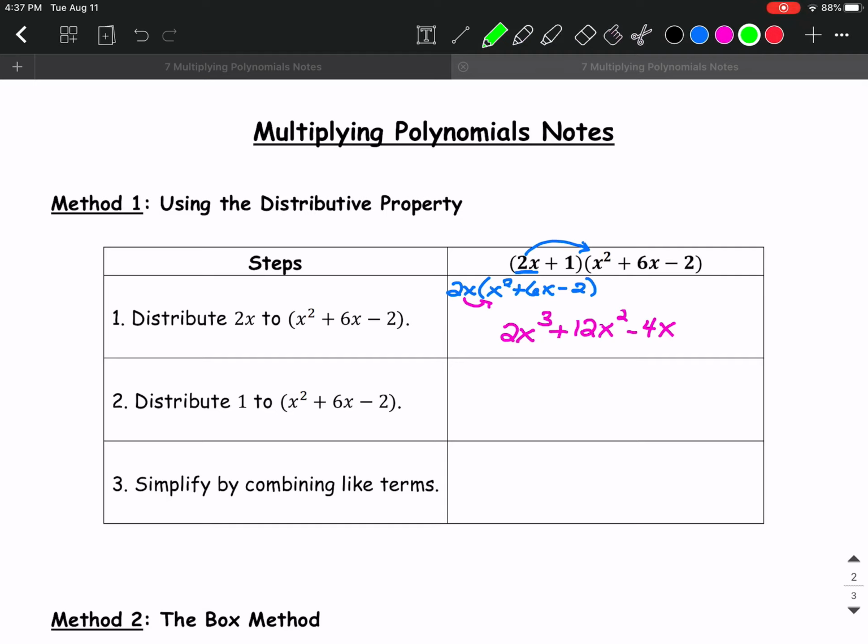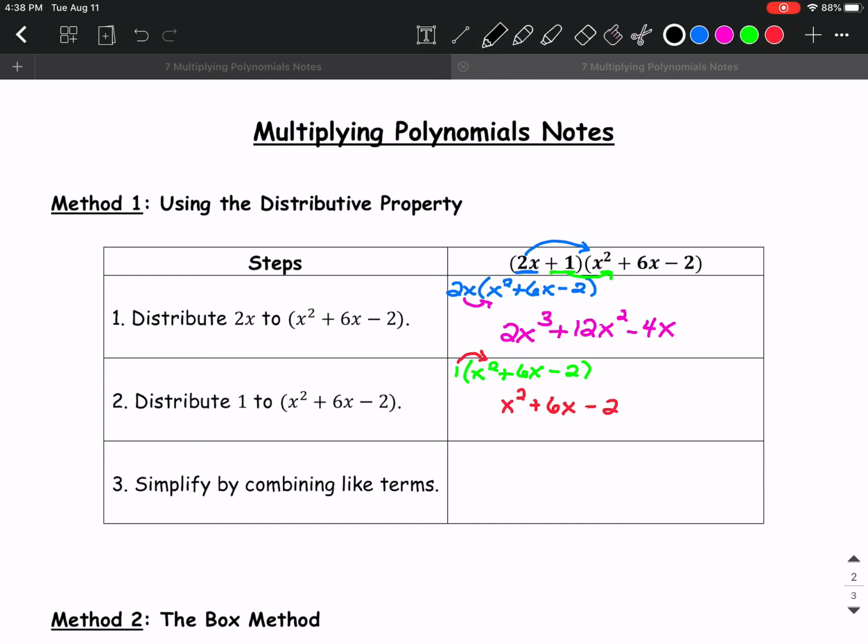Now we go back to the original binomial here, and we're going to multiply 1 times that whole second part, x squared plus 6x minus 2. Now we like when we're multiplying by 1 because it's easy to multiply by 1. Because 1 times anything is that anything. So when we multiply by 1, we're going to get x squared. 1 times 6x is 6x, and 1 times negative 2 is negative 2.